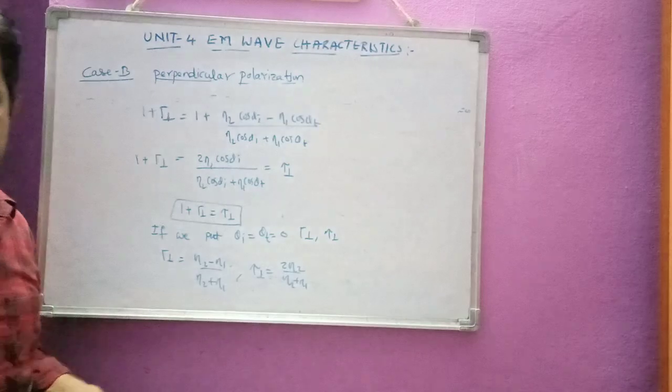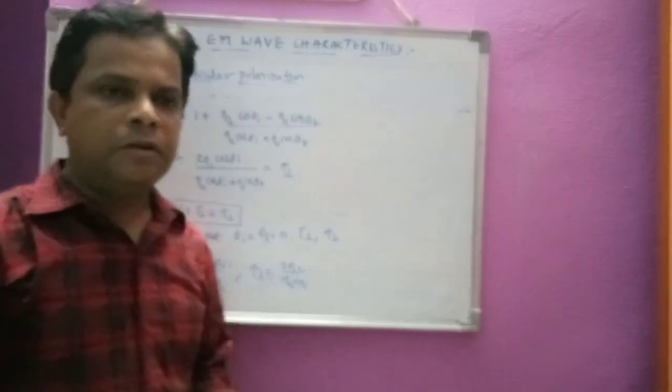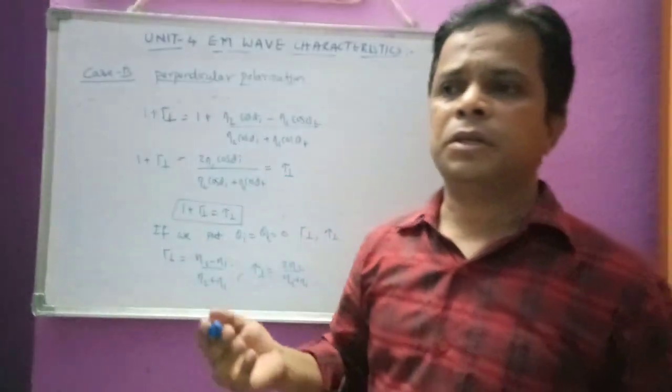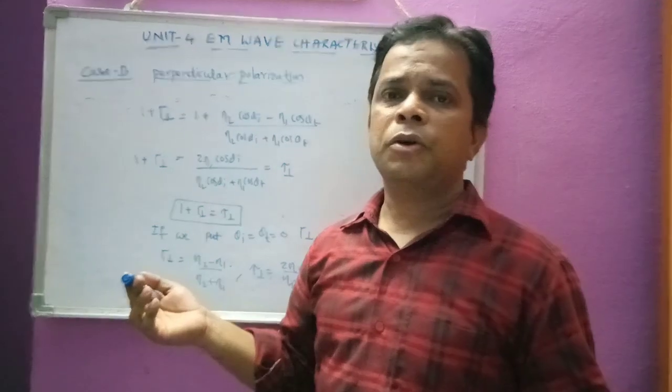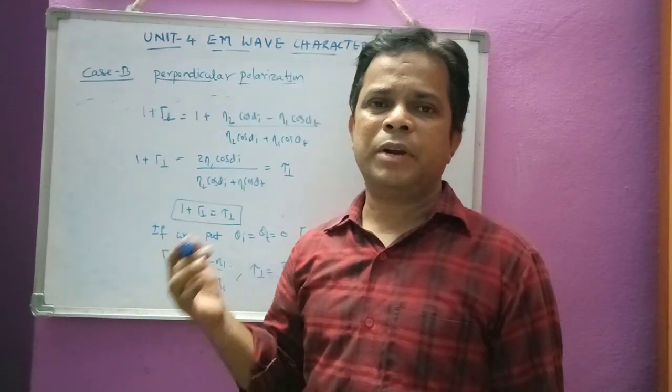The same expressions that we have got in the earlier sessions. Now we are going to take the case where reflections are not going to occur. That angle we need to find, and that angle is known as the Brewster angle.